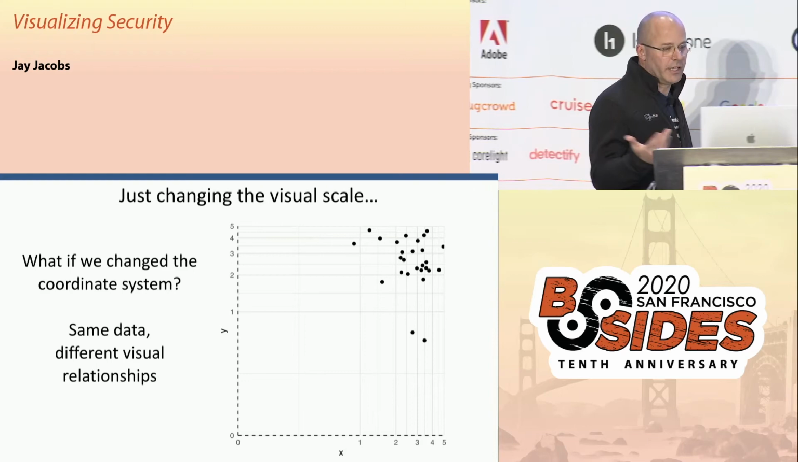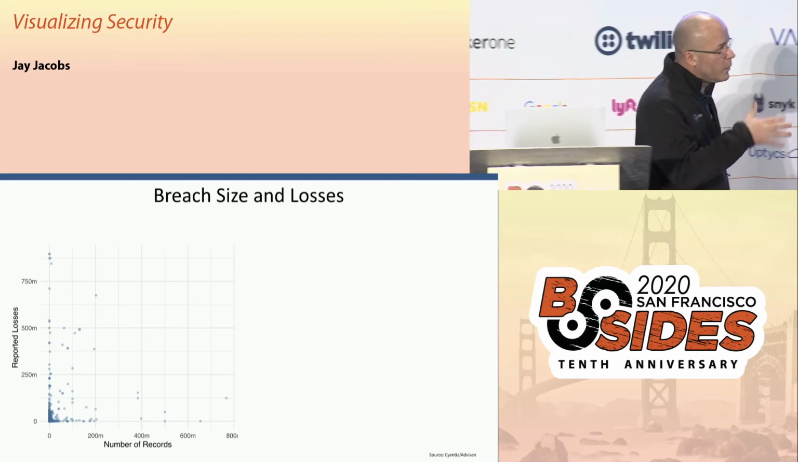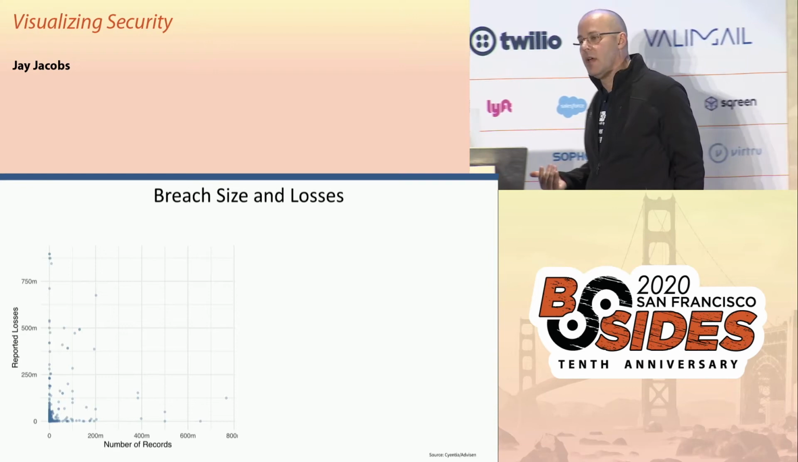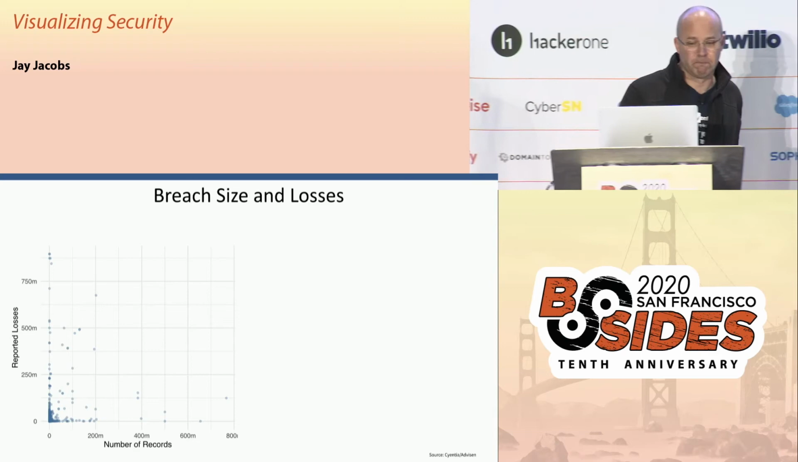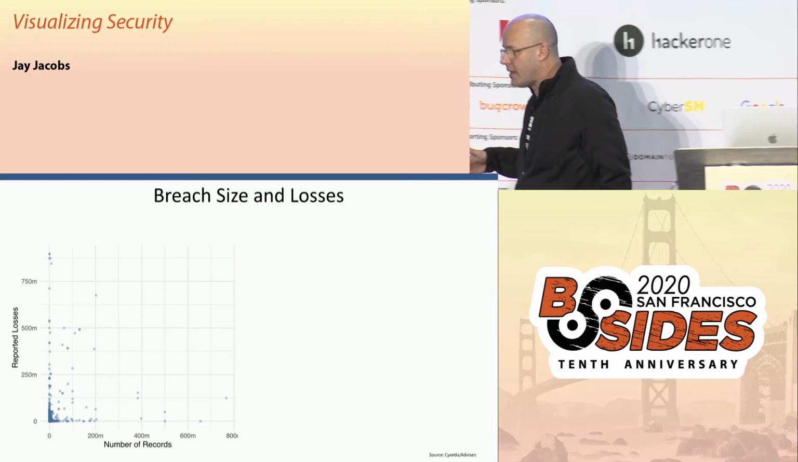But I want to take a plot. We have a report coming out where we're looking at breach frequency and losses. One of the things that we're going to take on is this whole notion of cost per record, because it is absolute garbage. The cost per record is worse than useless, okay? So this is a plot of the number of records in a breach and the losses reported on the vertical.